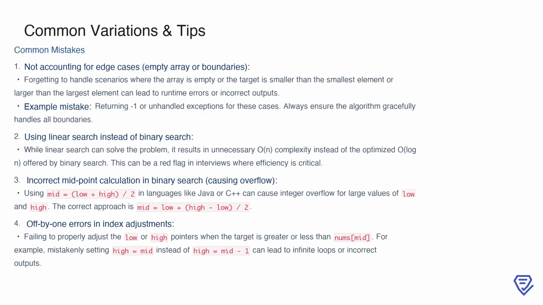First, not accounting for edge cases can lead to runtime errors or incorrect outputs. For example, if the array is empty or the target is smaller than the smallest element or larger than the largest element, the algorithm must handle these scenarios gracefully. A common mistake here is returning -1 or encountering an unhandled exception.